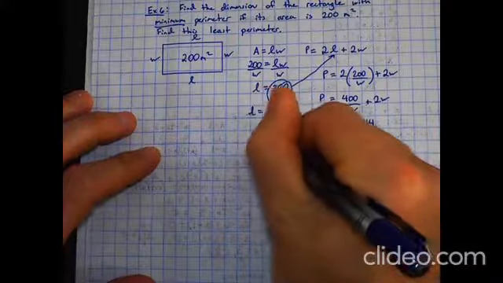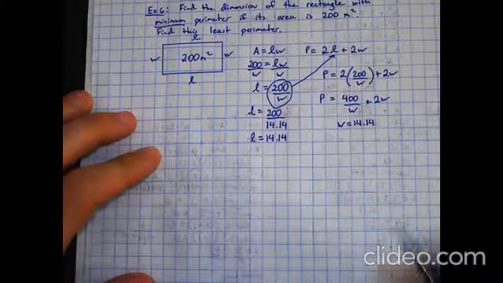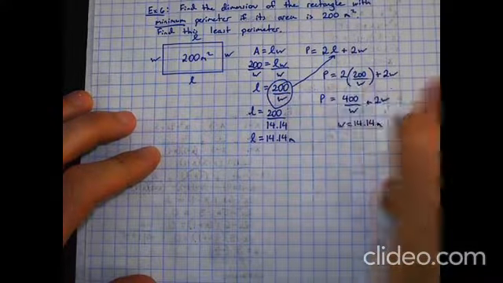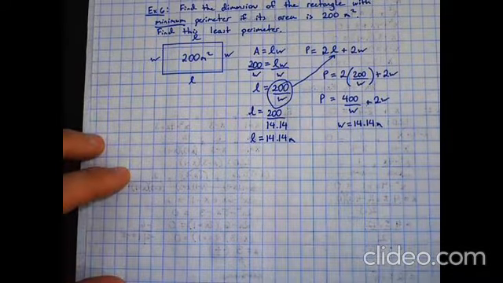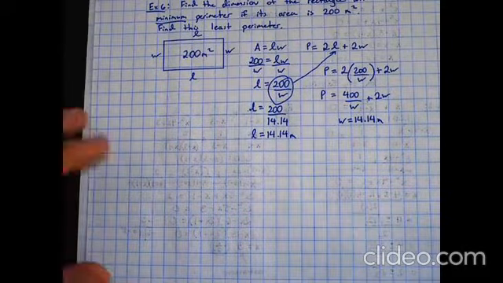So L also equals 14.14. And this is in meters. So this essentially is a square. That's going to give you the least perimeter.